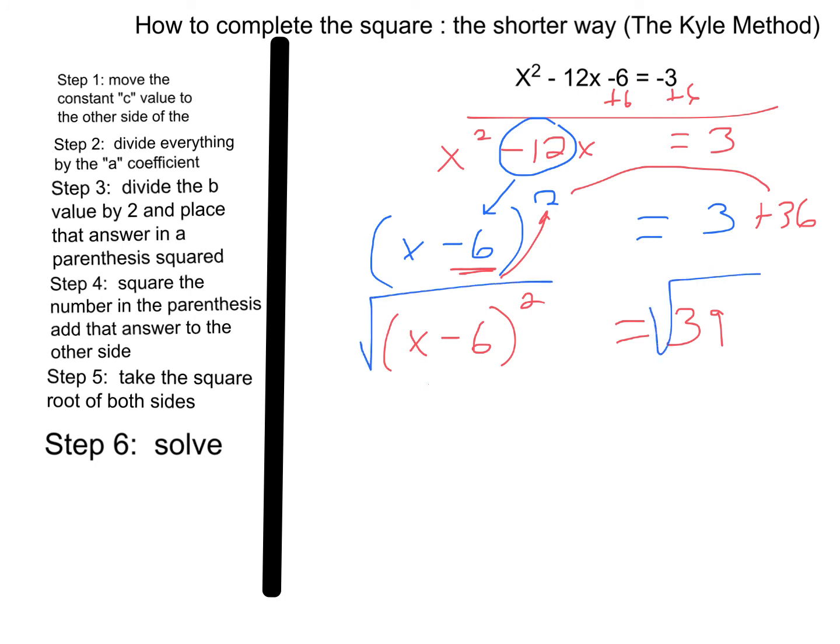Take the square root. X minus 6 equals plus or minus the square root of 39. You get 6.244, so 6.24, because remember we're only going to two places. Okay, now we're going to add the 6. So x equals 6 plus or minus 6.24.